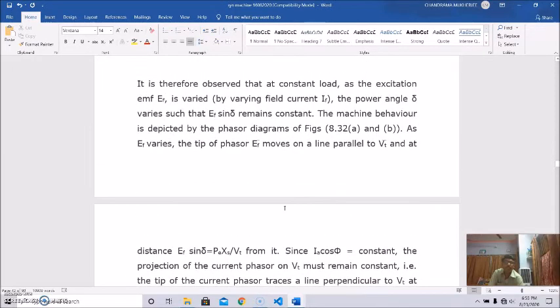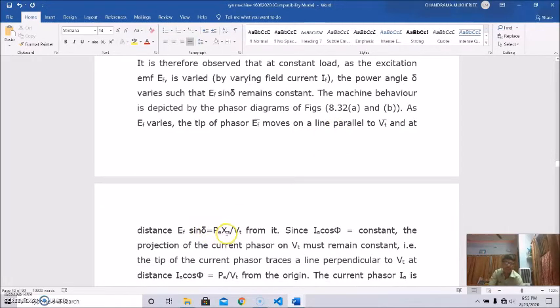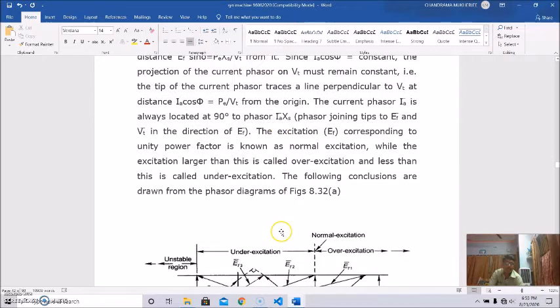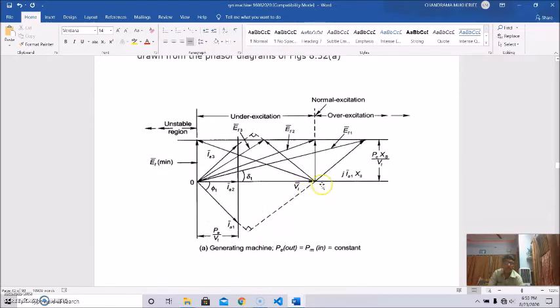Basically, as EF varies, the tip of the phasor EF moves on a line parallel to Vt, at a distance EF sin delta equal to P Xs by Vt from it. So that is shown here. As EF varies, the tip moves along a horizontal line parallel to Vt at a distance of P Xs by Vt.